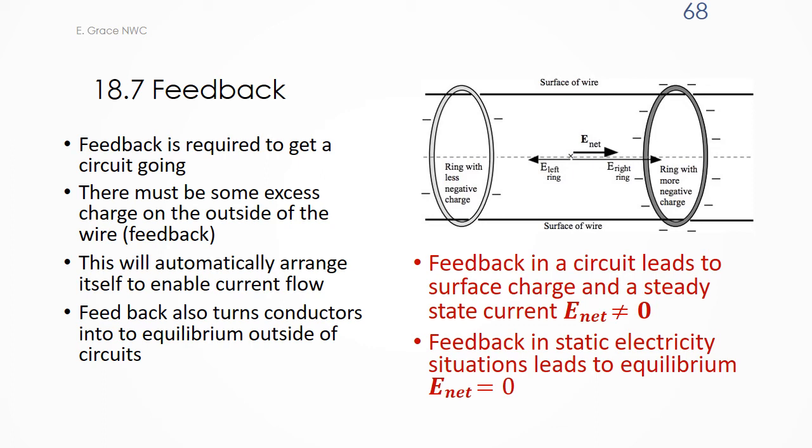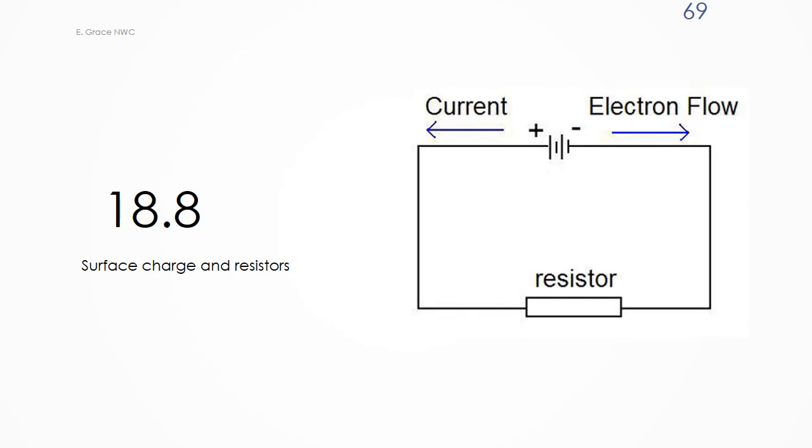So it's going to try to make something that's charged go to equilibrium. That's how you get that spark. And that's all I need to say about feedback. So 18.8, surface charge and resistors.